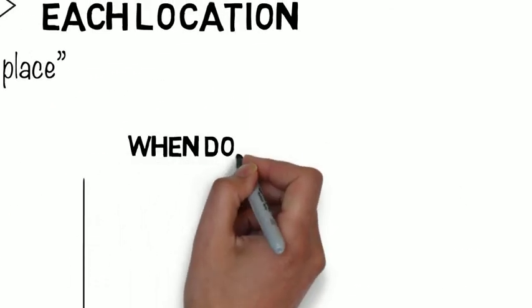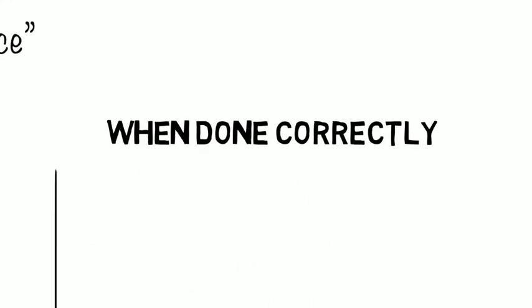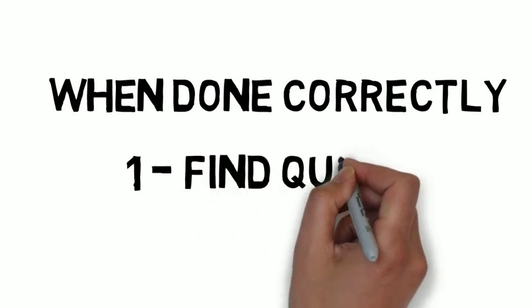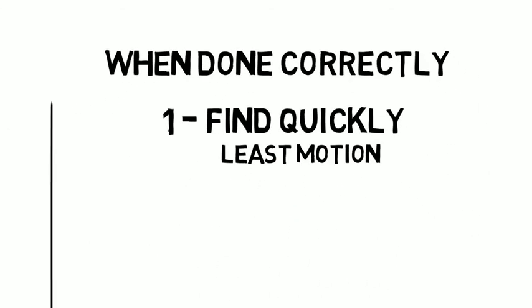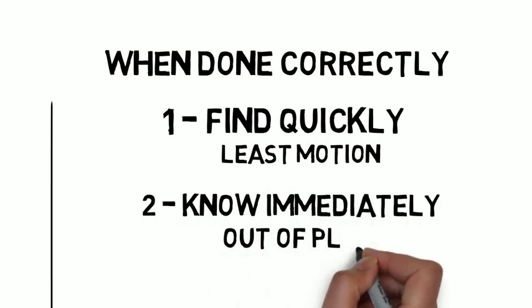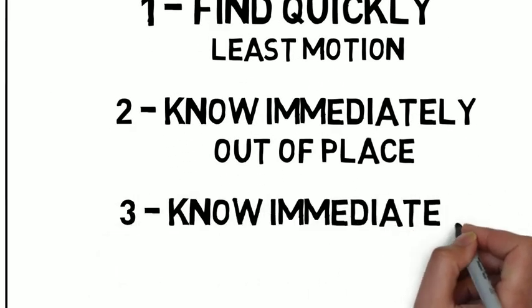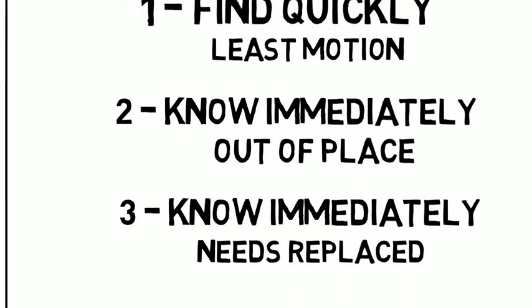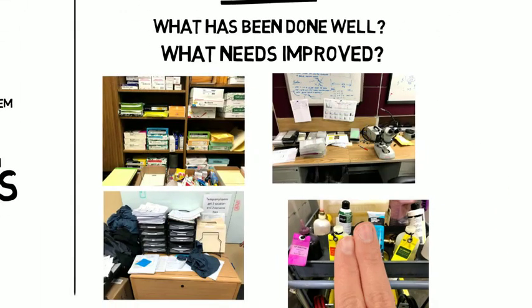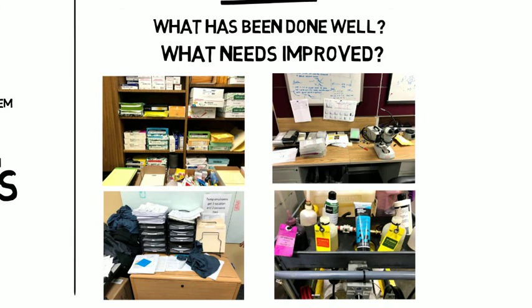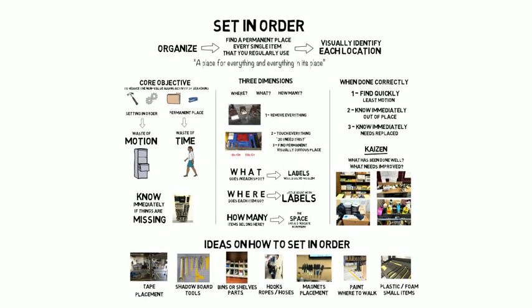Remember, when set in order is done correctly, everyone should be able to easily find what they need quickly with the least amount of motion, know immediately when something is out of place, and know immediately when items need to be replaced or replenished. Take a look at these areas. What has been done and what needs improvement? Be prepared to look at pictures similar to these and discuss how to improve them in your next 5S training class.